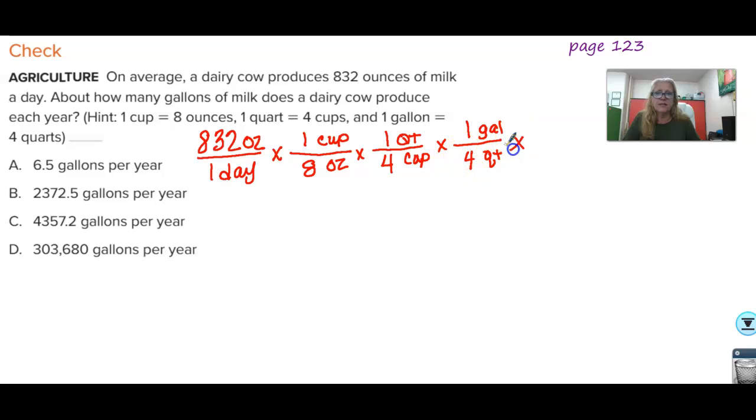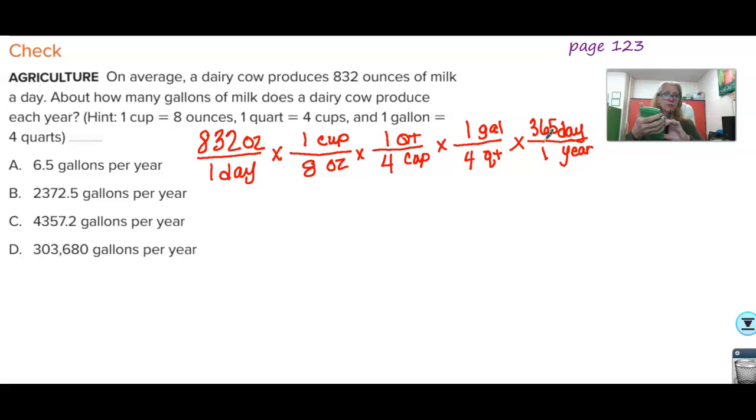But now we have to fix days. Well, days was on the bottom, so we need days to be on top. So they cancel. And we want years. And I know there are 365 days in 1 year. And so basically what you do is you take your 832, you divide by 8 equals, divide by 4 equals, divide by 4 equals, times 365 equals.